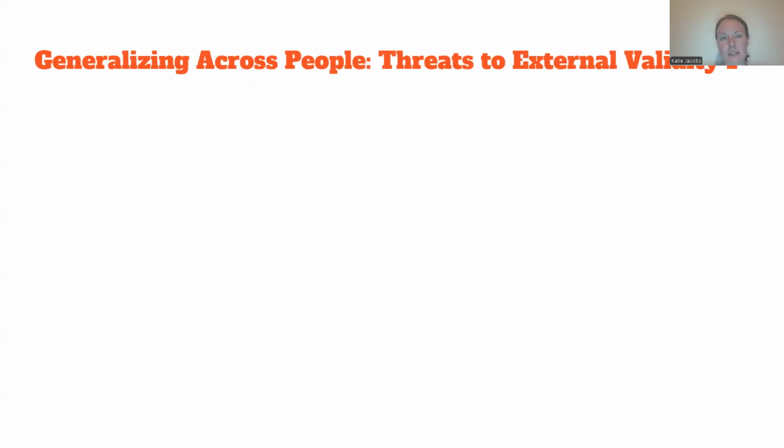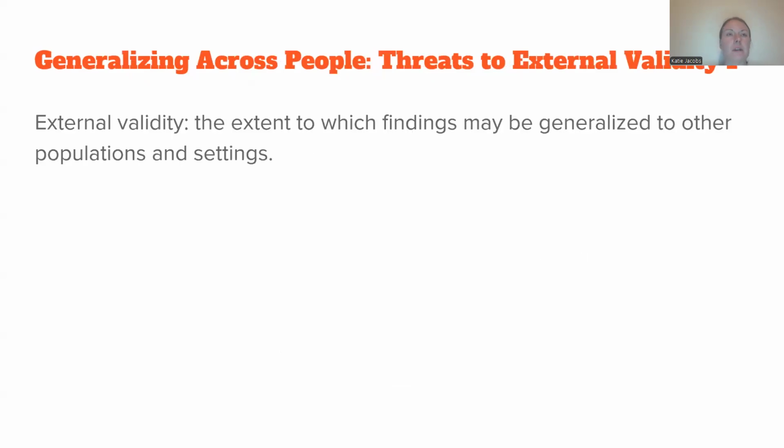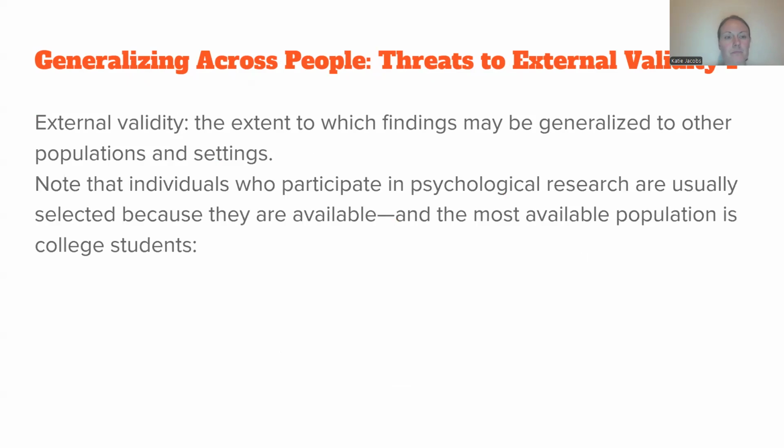So there are some threats to external validity. First, we got to define it. External validity is the extent to which findings may be generalized to other populations and settings. Note that individuals who participate in psychological research are usually selected because they're available, and the most available population is typically college students. Whenever we use a sampling method that revolves around participants being available, we consider that a convenience sample.